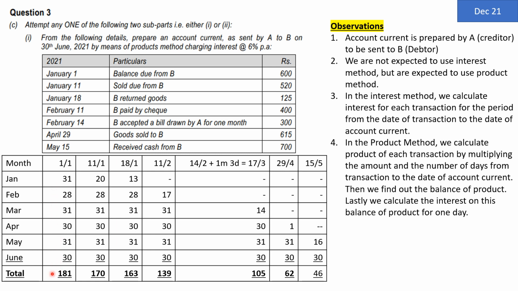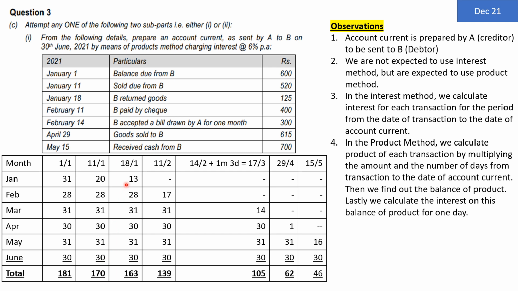So the total number of days from the first date up to the date of account current is 181. For 11 January, January will be considered only for 20 days now: 31 days of January minus 11 days already deducted comes to 20 days of January. February, March, April, May, June, all days will be as they are. Therefore, the total will be 170 days.